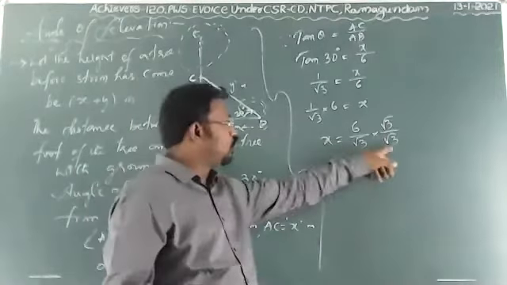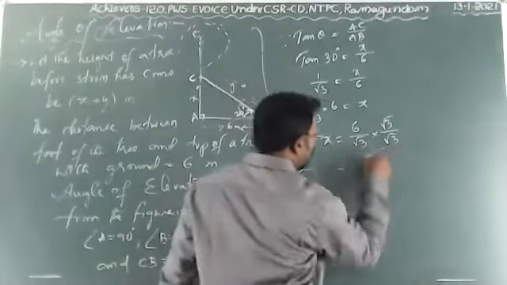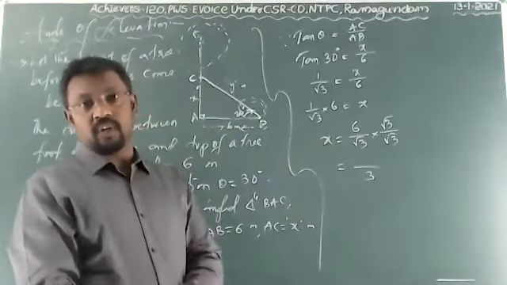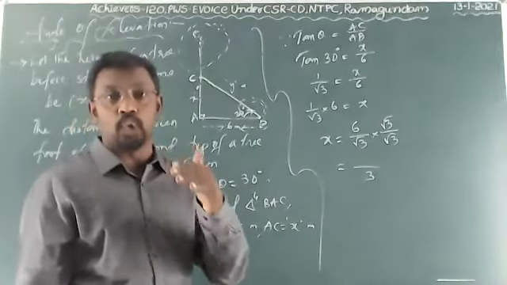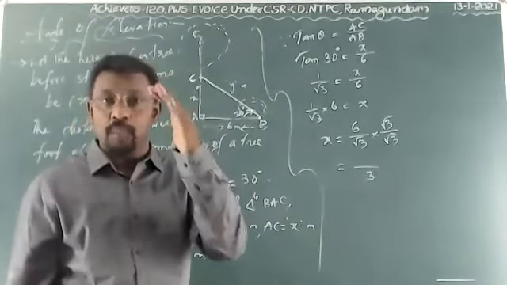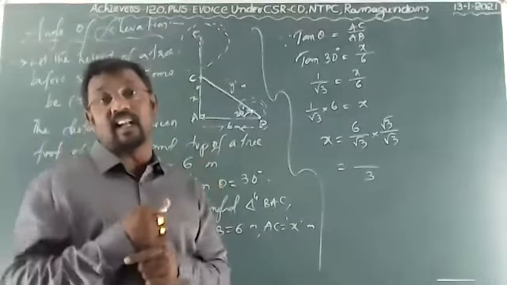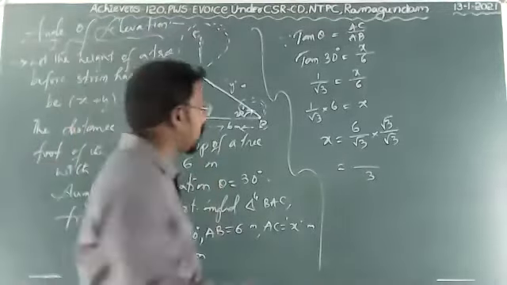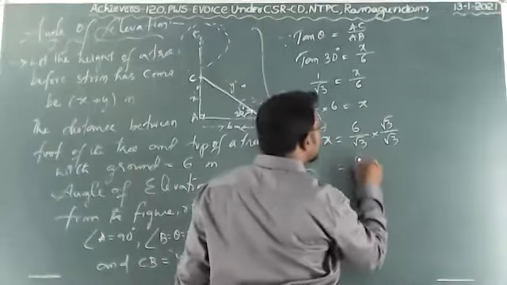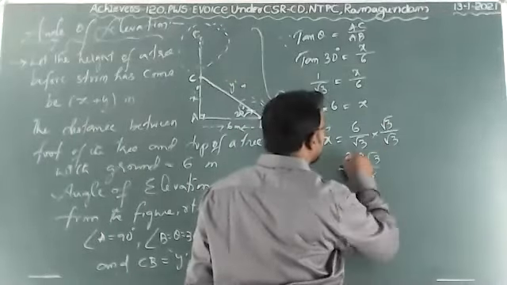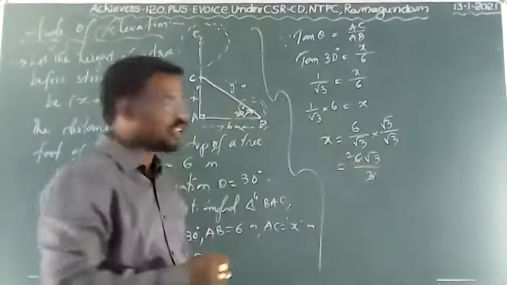So root 3 into root 3 is 3. Now the root has cancelled. If you have root 2 in the denominator, multiply numerator and denominator by root 2, so that the root will get cancelled. Now 6 into root 3 is 6 root 3. 3 ones are 3, 3 twos are 6.